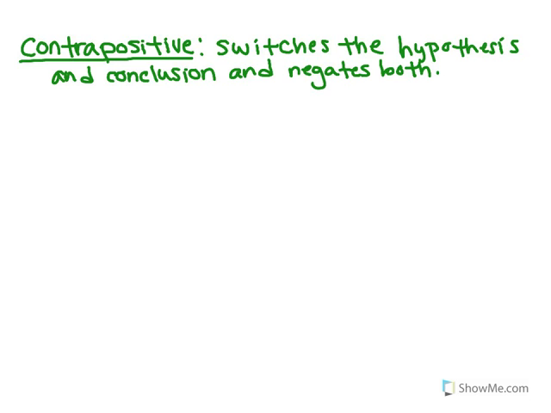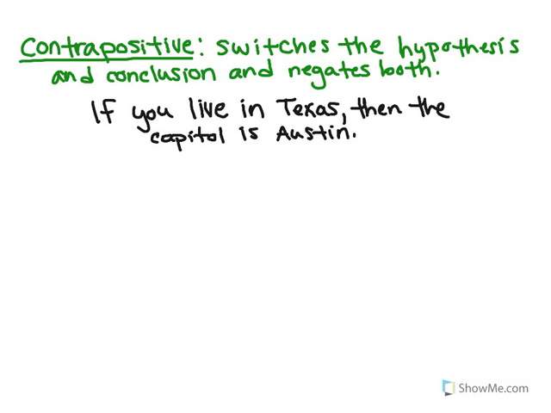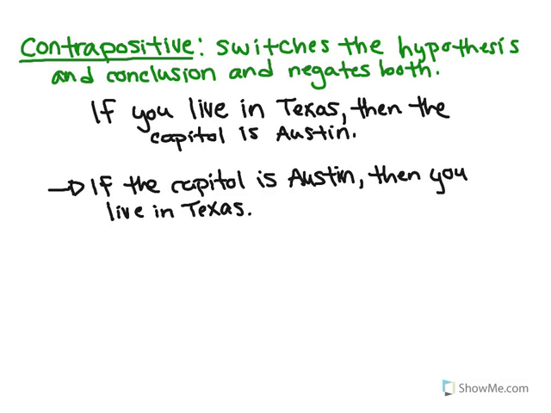So here we have the contrapositive. What the contrapositive does is it switches the hypothesis and the conclusion and then negates them both. So let's take a look at the conditional statement that we just looked at. So here we are again. If you live in Texas, then the capital is Austin. So first of all, let's go ahead and switch the hypothesis and the conclusion. So here we go. If the capital is Austin, then you live in Texas. So there we go. I switched the hypothesis and the conclusion.